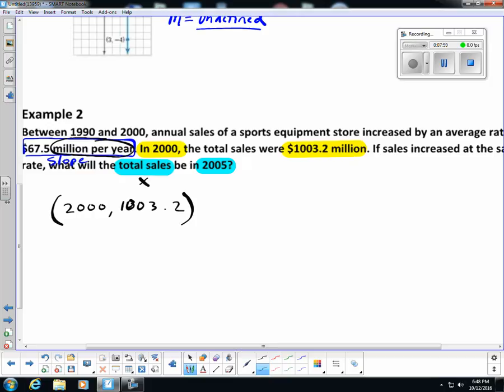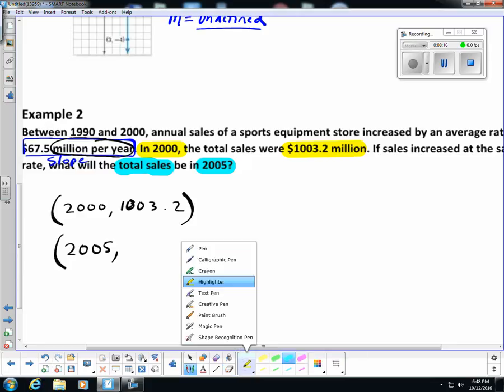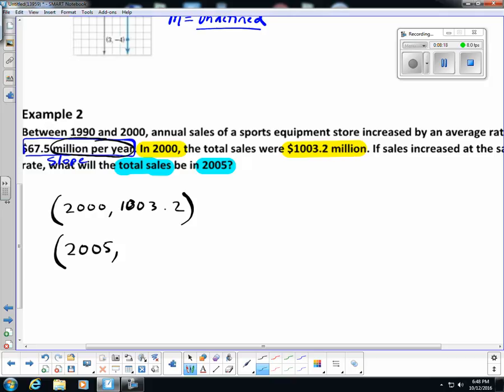Now my other ordered pair, okay? My other ordered pair, 2005 is my X coordinate. And then let's change total sales. Let's just change it. Let's make it something different than X and Y so we don't get confused here. Okay, I like the letter J, so I'm going to call it J. Okay, total sales we'll call J. Okay, all right. So there's our two ordered pairs.